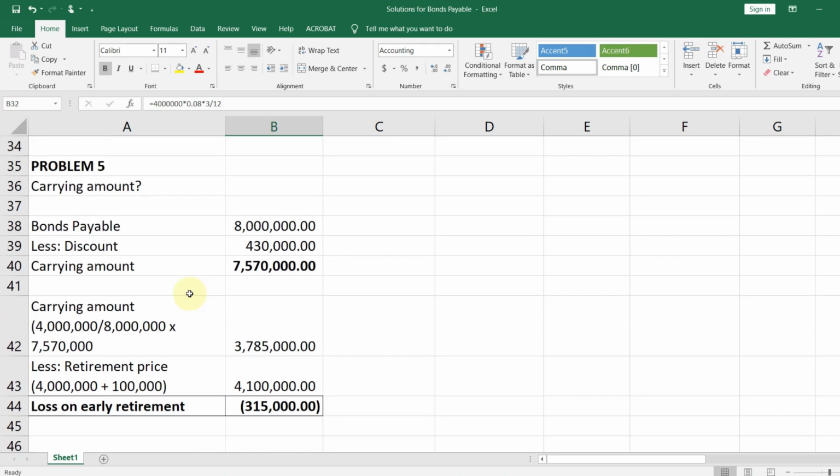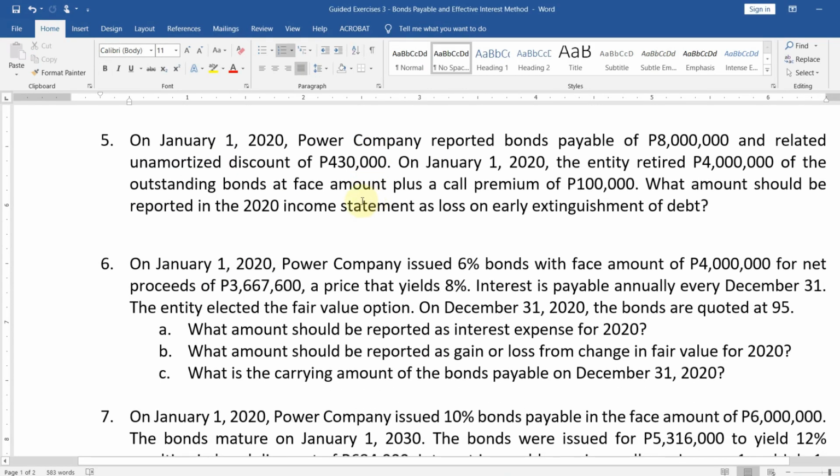Okay, so yun. We have problem 5. Okay, so tingnan natin. We have January 1, 2020, power company reported bonds payable of 8 million and related unamortized discount of 430,000. On January 1, 2020, the entity retired, okay, so this is about retirement, 4 million of the outstanding bonds at face amount plus a call premium of 100,000. What amount should be reported in 2020 income statement as loss on early extinguishment of debt?